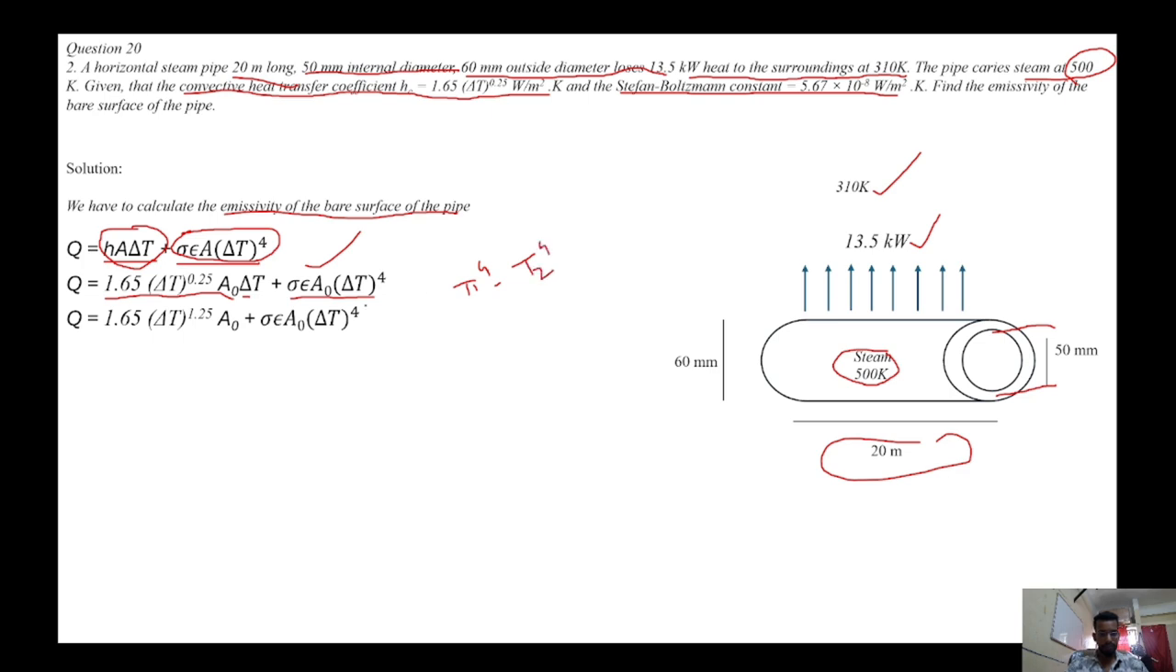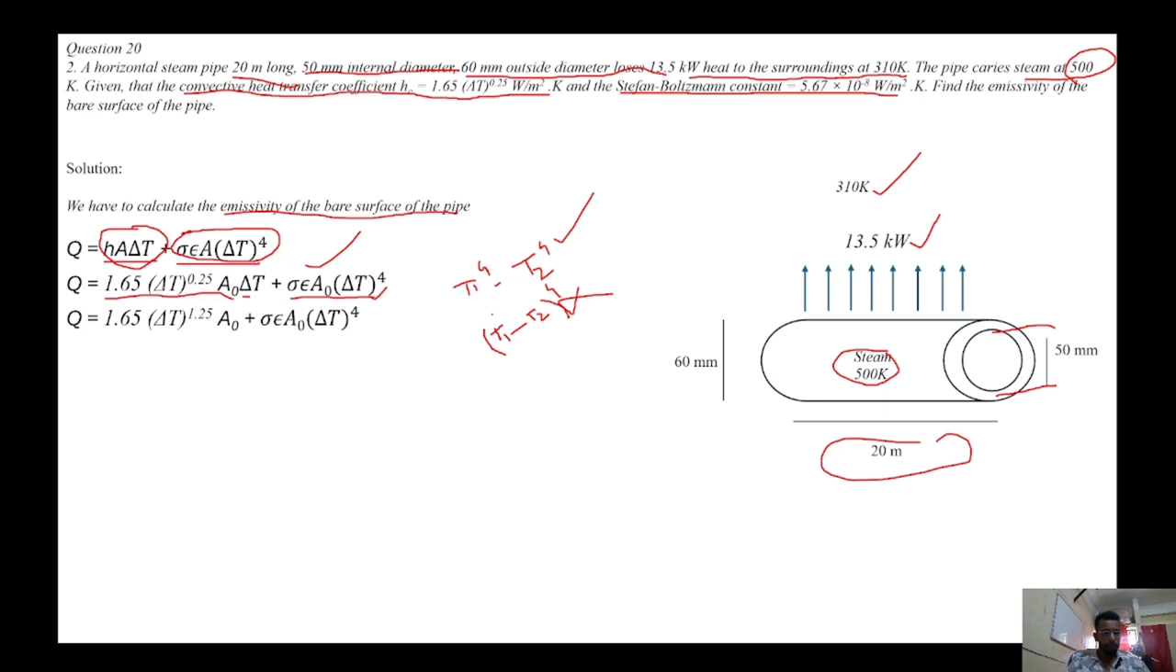I just write it in short form. It is not like that, it is T1 minus T2 to the power 4. Okay, it is not like that. It is wrong. This is right. So we'll see later.